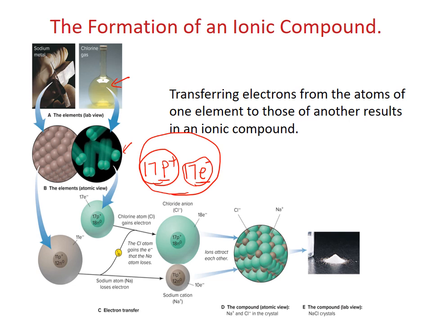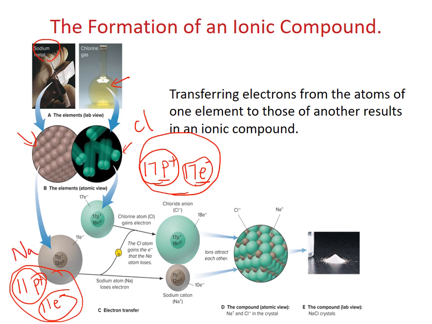There's no charge. Similarly, sodium metal is made of sodium atoms. Each atom has 11 protons and 11 electrons. Again, proton positive, electron negative, and you have the same number of protons and electrons. So sodium is neutral. Now sodium is a metal, which tends to lose electrons, and chlorine is a non-metal, which tends to gain electrons. When sodium and chlorine are put together, sodium tends to lose an electron to give to chlorine.